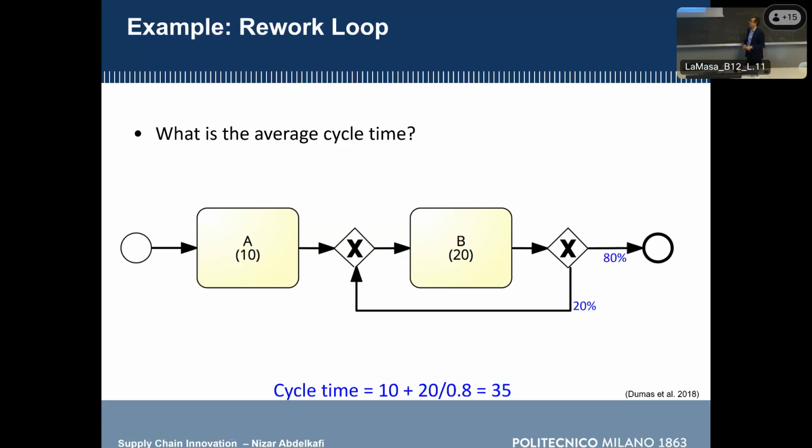Okay, if we have, let's say, 20% and 80%, as I told you, you don't need to memorize anything. Just take 20 and divide it by the probability of coming out through the loop, 0.8, and then you will find the expected cycle time inside. It is equal to 20 divided by 0.8, which is 25. Plus 10 is 35. Everything is clear so far?